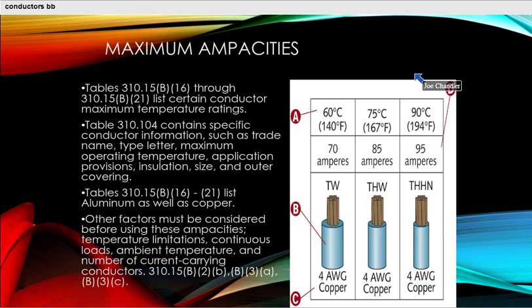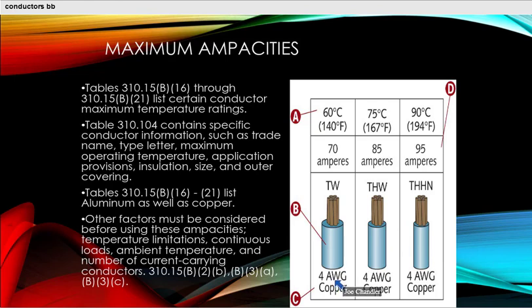Okay, conductor ampacities, and remember ampacity is the maximum amount of current that a conductor can carry under the conditions of use without exceeding its temperature rating. So this gives us an example here. Whenever we look at the ampacity of a conductor, you see we have the metal part, whether it be copper or aluminum, and then we have the insulation on the outside.